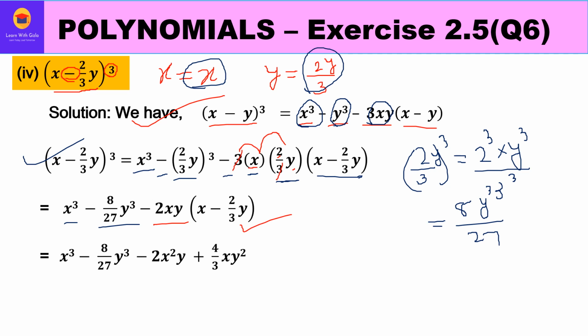Now in the next step I will open the bracket. So x cube as it is, 8 by 27 y cube as it is with the minus sign, and over here now open the bracket, that means you will multiply by x, so you will get minus 2x square y, and then you will multiply by minus 2 by 3y. So over here, minus minus first of all will become plus. 2 into 2, you will get 4 in the numerator, 3 in the denominator, x as it is because x into 1 is x, and y into y, you will get y square. So your answer is x cube minus 8 by 27 y cube minus 2x square y and plus 4 by 3 x y square. So this is your answer, right?